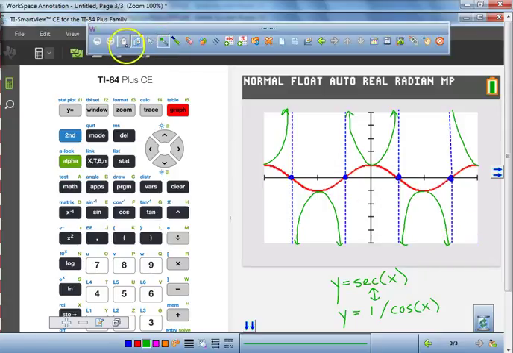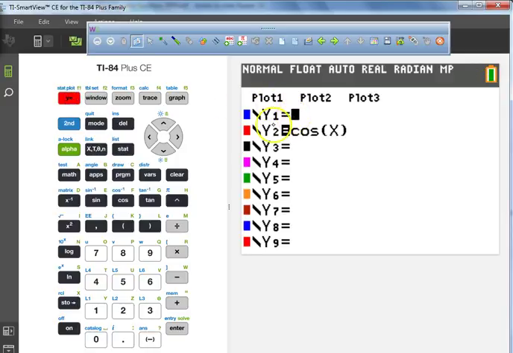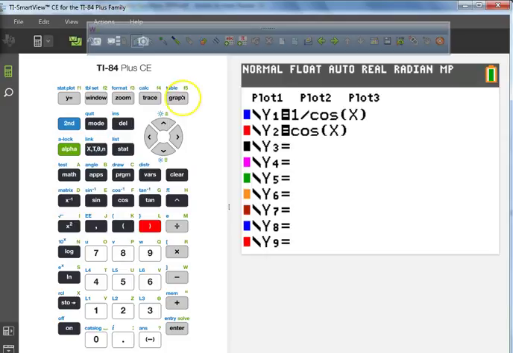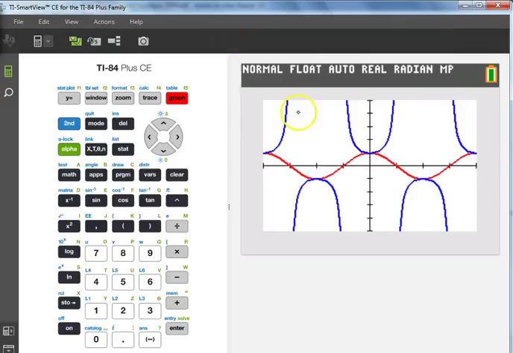So when I hit y equals, and I say, you know what, I'm going to do 1 divided by the cosine of x, and hit graph, now look what happens. Okay? Now, what does the graphing calculator not do? It doesn't draw in all of your what? Asymptotes. Yeah, it doesn't draw them all in.